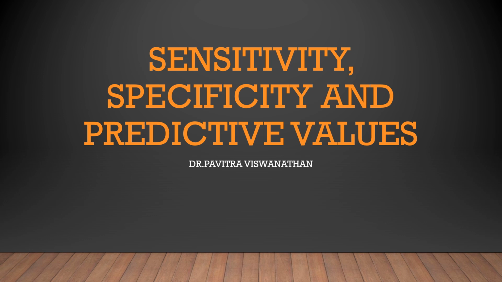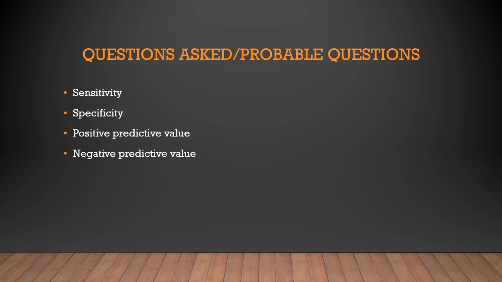Again, these are direct questions that have been asked in the previous question papers. Sensitivity and specificity for 2 to 3 marks each, and positive and negative predictive value again for 2 to 3 marks each. So let us see what this is and let us see how we can write an answer.